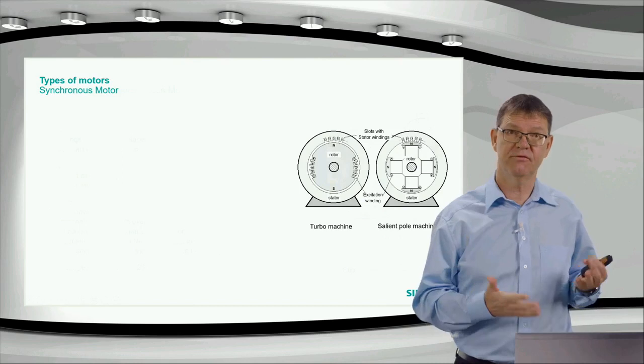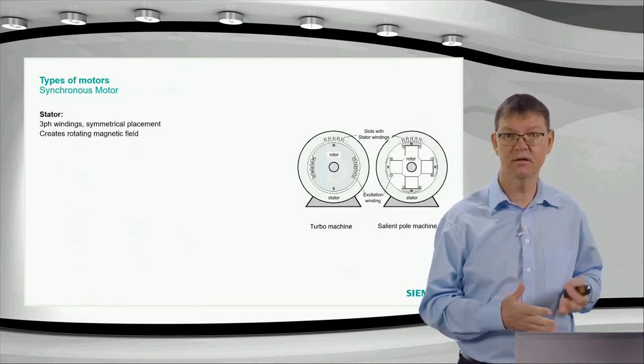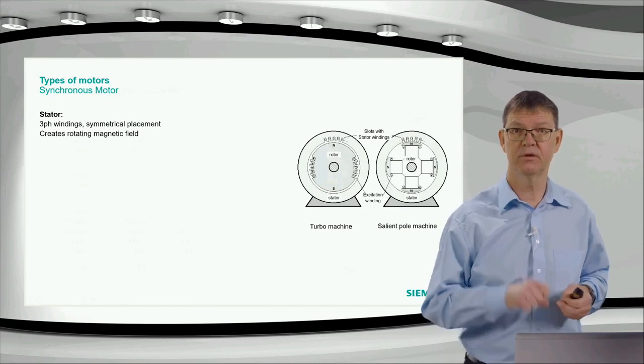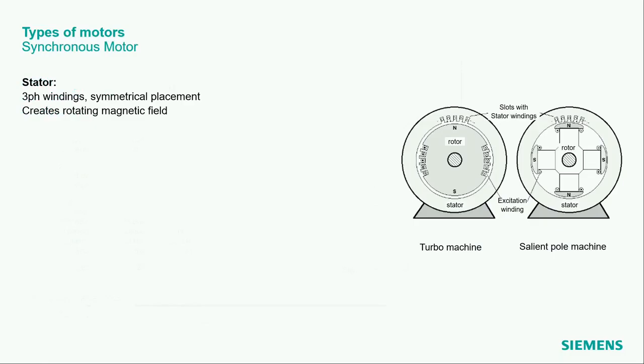As a difference, we have the synchronous motors. Also here we have a stator with three windings arranged in a 120 degrees angle between the phases. Here is only shown one winding, so you need to imagine also the other windings, and normally it's also on both sides. So we talk here also about pairs of the windings. Also these windings, as in the induction motor, create a rotating field.